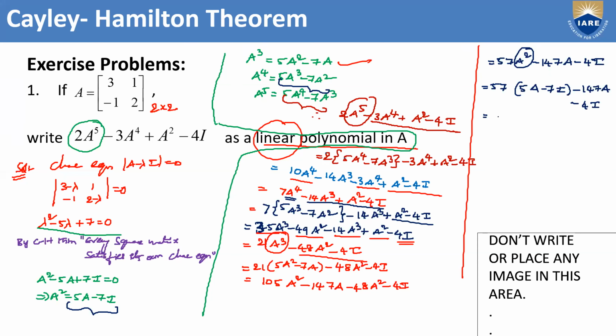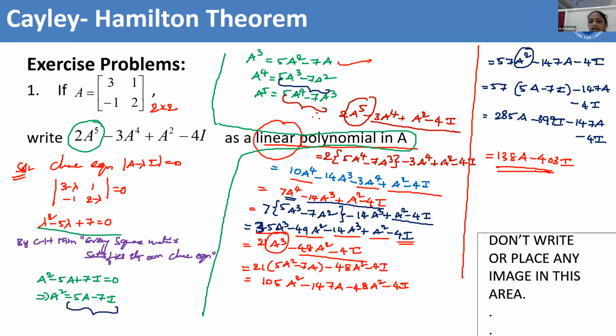285a minus 399i minus 147a minus 4i. What is the total answer? 138a minus 403i. So this is our required linear polynomial in terms of a.